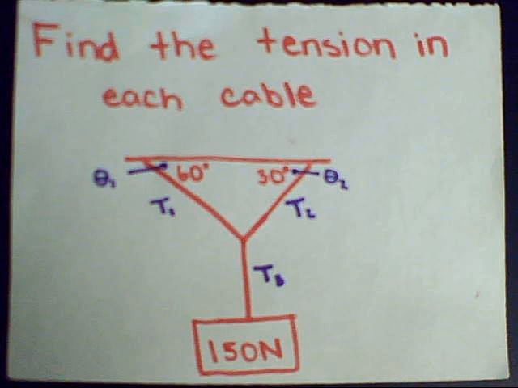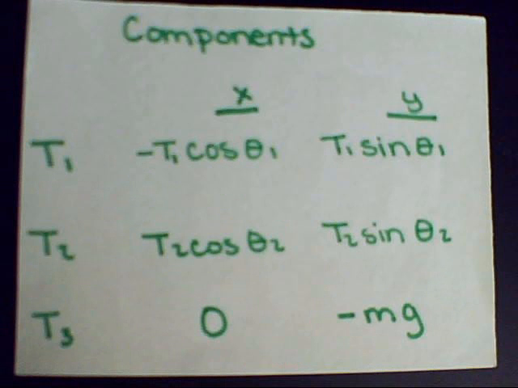Here we're given the problem of finding the tension in three separate cables for a bird feeder. We're given theta 1 and theta 2 as 60 degrees and 30 degrees respectively, and 150 newtons for the weight of the bird feeder. We've separated our free body diagram into an x and y component.